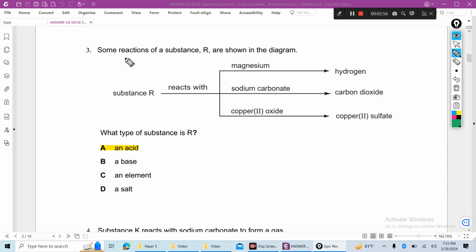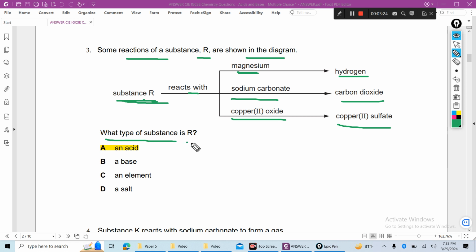Number 3. Some reactions of substance R are shown in the diagram. When substance R reacts with magnesium metal, hydrogen gas is produced. R reacts with sodium carbonate, carbon dioxide is produced. And substance R reacts with copper 2 oxide, copper 2 sulfate is produced. So what type of substance is R? And the answer is R is an acid.